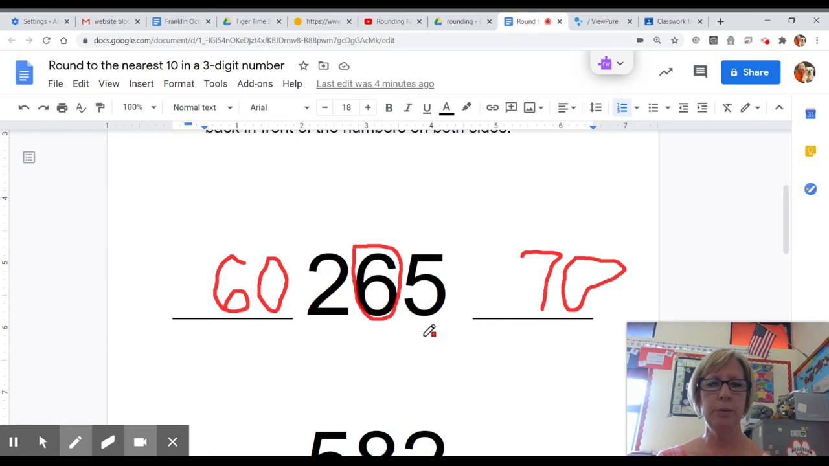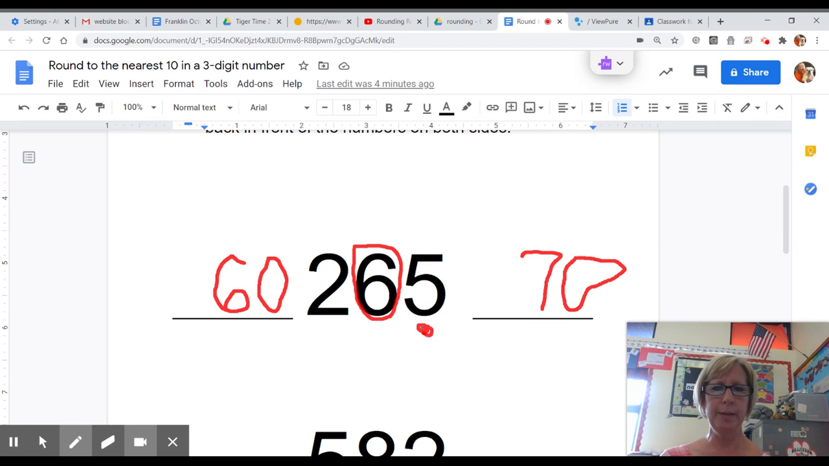So the next thing we're going to do is put a dot under the 5, under the ones place. Now remember, when we drew our hill, if it's 5 or higher, we're going to go up because higher means to go up. If it's 4 or less, we're going to go to the lower number because less means lower. So 5 or greater, we're going to go to the bigger number, which is 70.